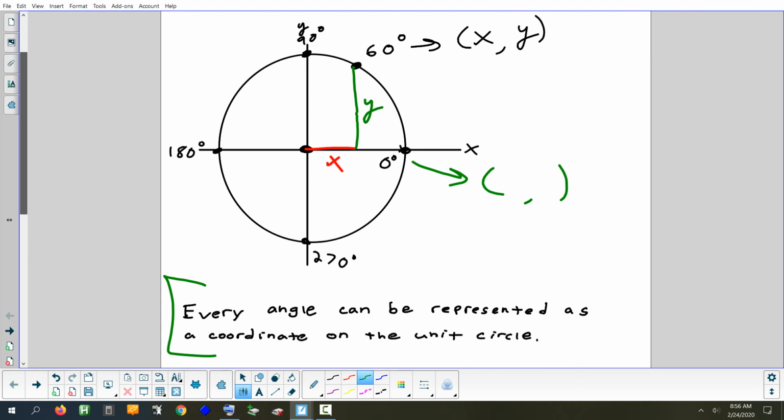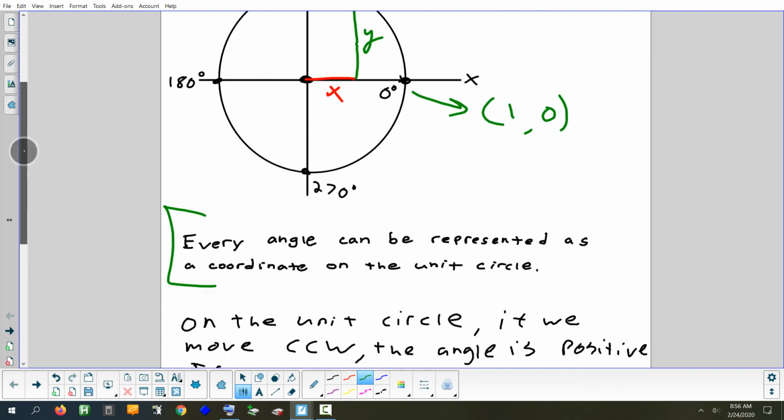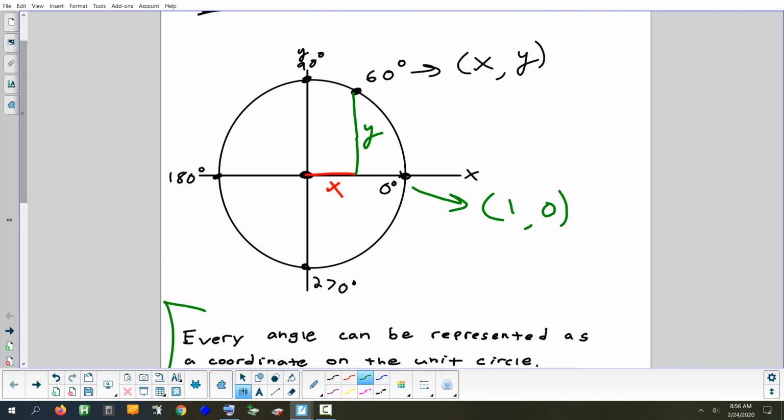Yeah. Go. 1, 0, correct. To get to 0 degrees, all you have to do is go right 1, which brings you to the edge of the circle, and then don't go up and down at all. So that is always the coordinate for 0 degrees on a unit circle. That never changes. Okay, let's do 90.